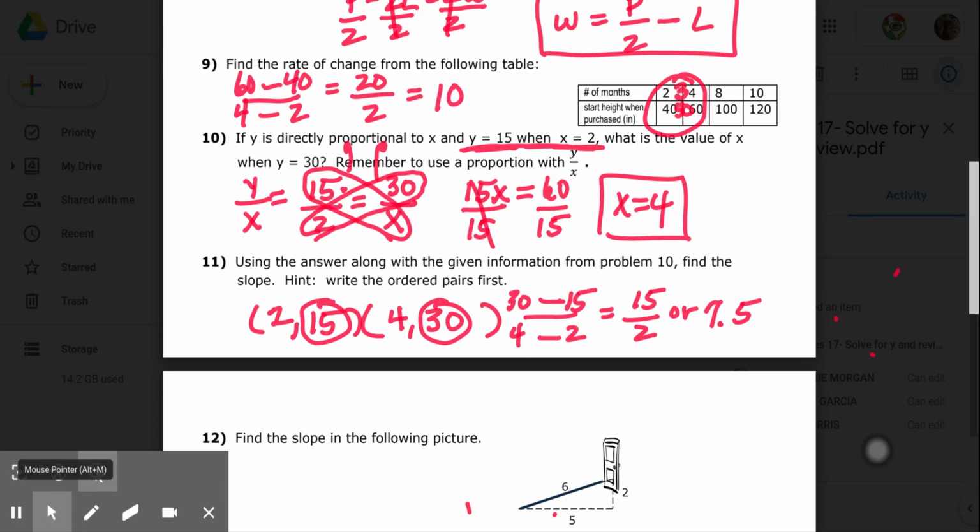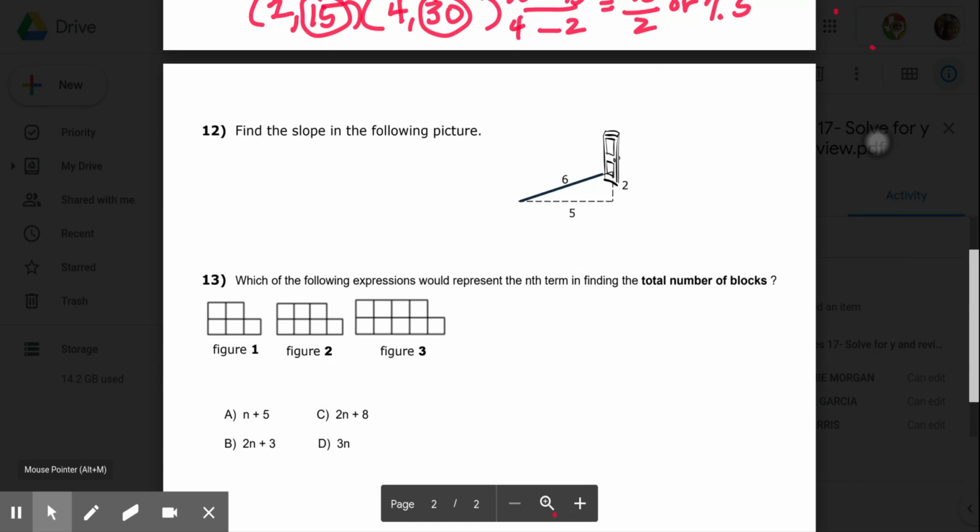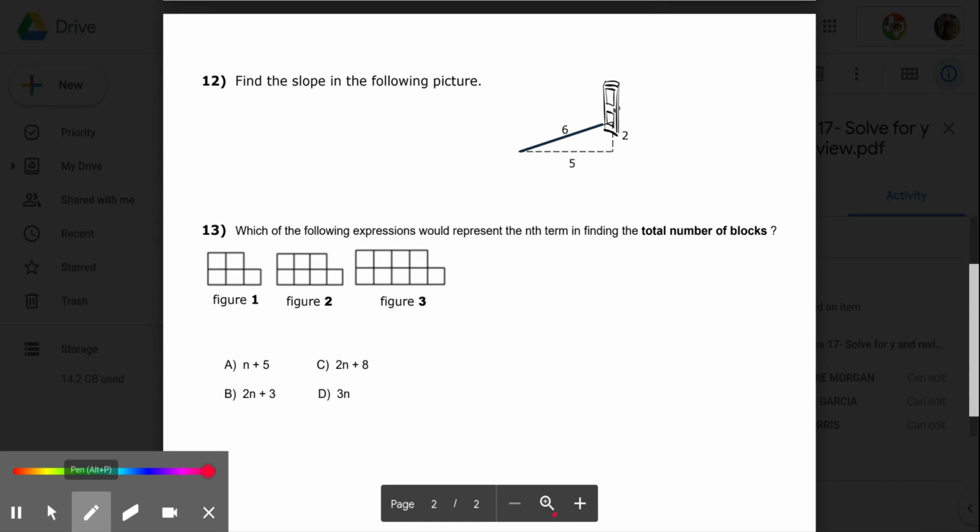All right, let's go ahead and look on the next page. As a review, it says to find the slope. So remember, the slope is your rise over run. Never, ever use the diagonal. So your rise is 2, your run is 5. So we can just leave that as 2/5. Number 13 says, which of the following expressions represent the nth term in finding the total number of blocks?